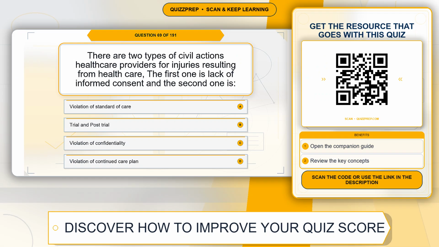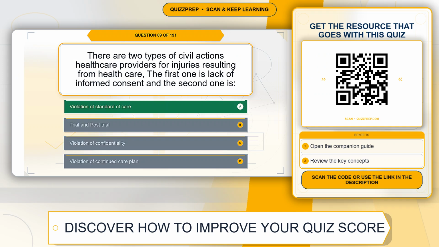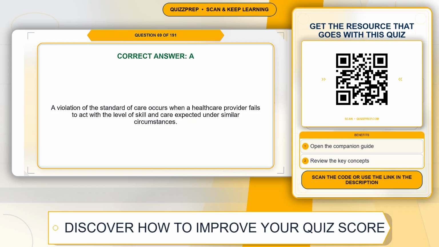Question 69. There are two types of civil actions against healthcare providers for injuries resulting from healthcare. The first one is lack of informed consent and the second one is: Option A, violation of standard of care. Option B, trial and post-trial. Option C, violation of confidentiality. Option D, violation of continued care plan. The correct answer is option A, violation of standard of care. Explanation. A violation of the standard of care occurs when a healthcare provider fails to act with the level of skill and care expected under similar circumstances.